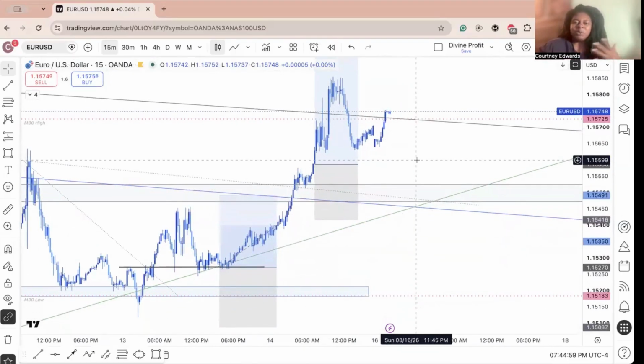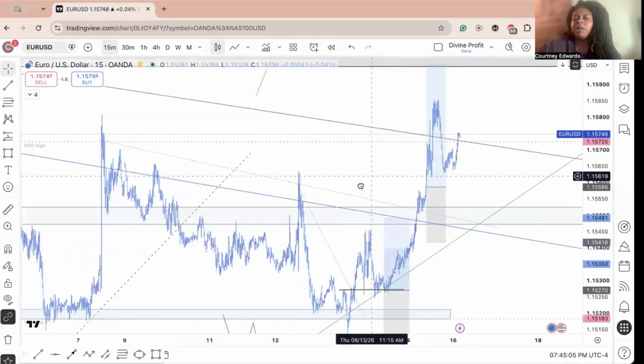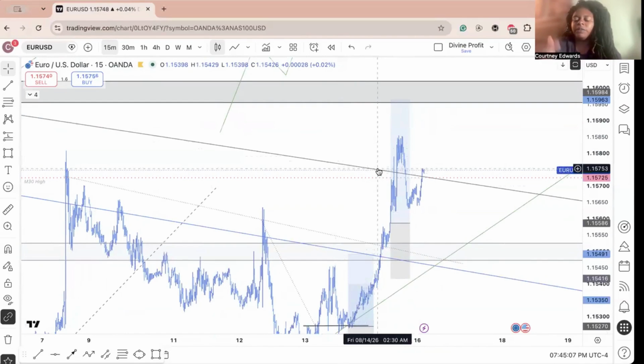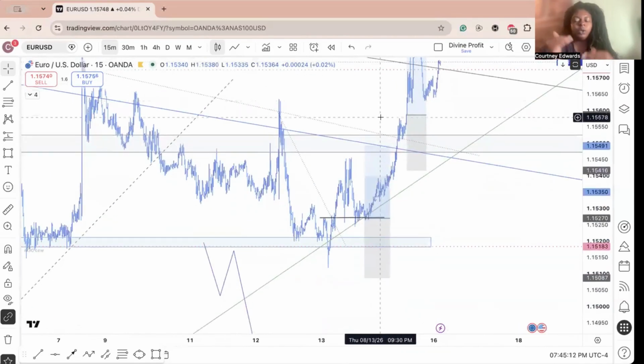But that was last week, and so hopefully you guys were able to catch some pips on that. I know technically we were waiting for the break of this higher uptrend line, so you might not have taken anything last week if you were waiting on the breakouts in particular.